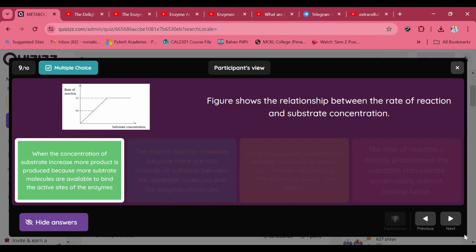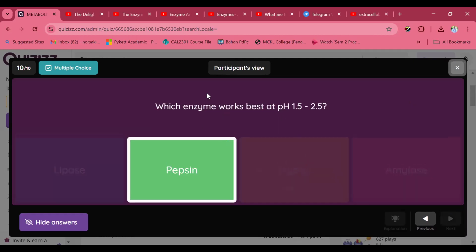Again, your teacher copy pasted only, and it became like this. Which enzyme works best at 1.5 to 2.5? That will be the trypsin. The trypsin will be the one.